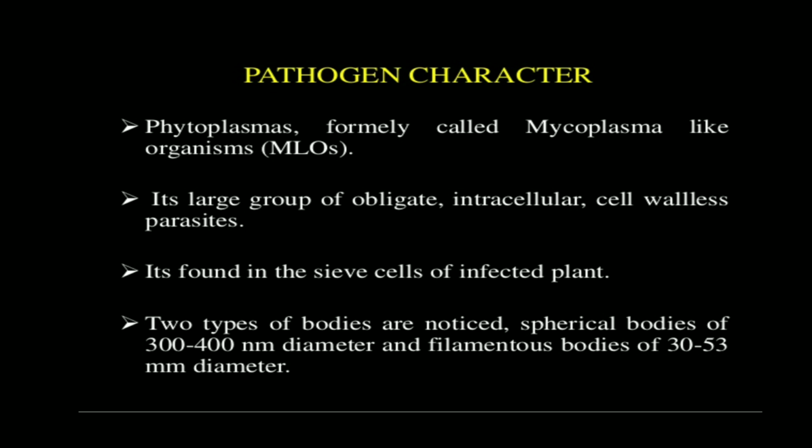As they are found in the sieve cells, where generally the food material is present, if the phytoplasma infects, then it will obtain all the food material from the host tissue. There are two types of bodies which are noticed: spherical bodies of near about 300 to 400 nanometer diameter, and filamentous bodies of 30 to 53 millimeter in diameter. So these are the two different bodies of this pathogen which are noticed.